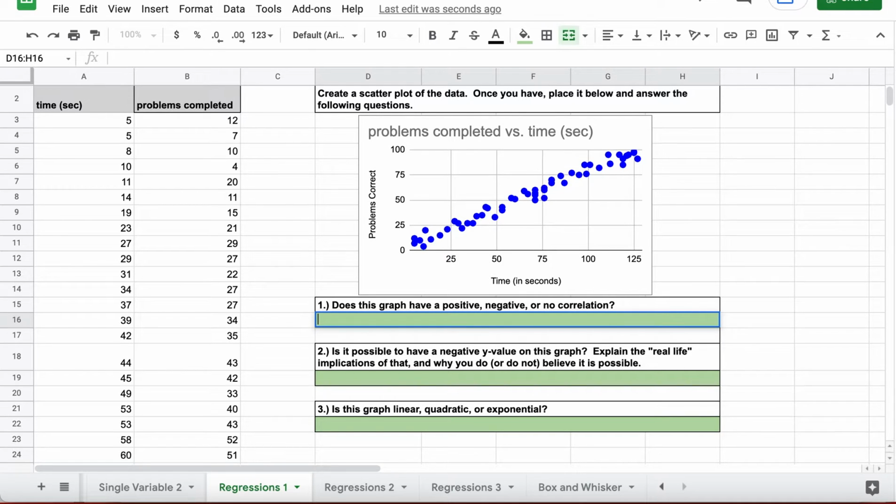I would say that this has a positive correlation because it is going up as we go to the right.